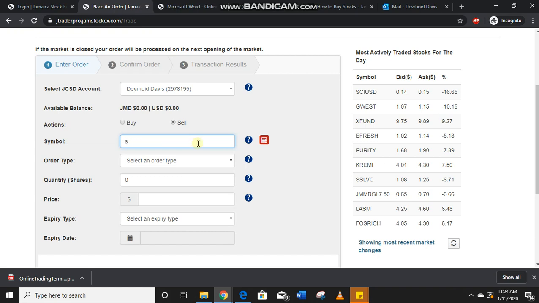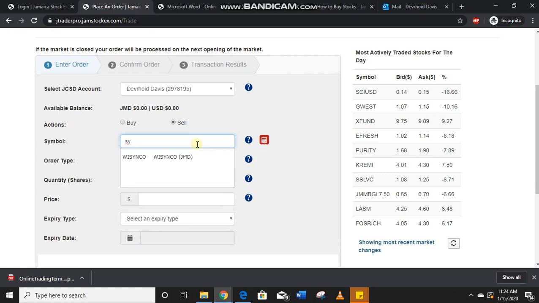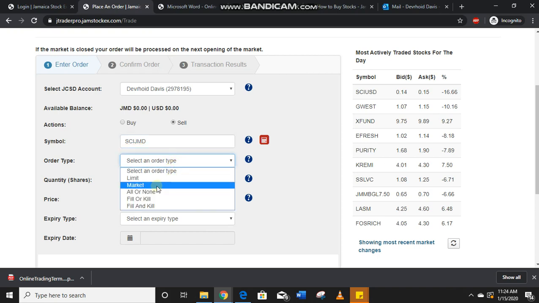So I'm going to put SYGNUS. For me, I'm going to be selling my SYGNUS shares. But remember, I can't type SYGNUS. I have to type the symbol for SYGNUS, which is SCI. And here it shows whether it's the SCI JMD or the SCI USD. I'm selling the JMD denominated stock. So I select it.